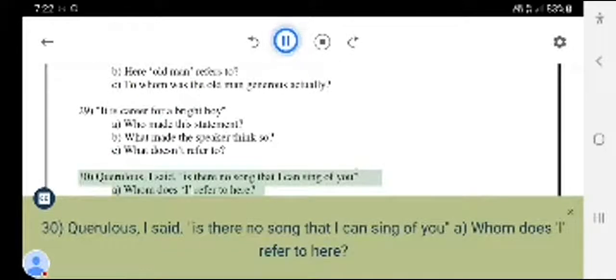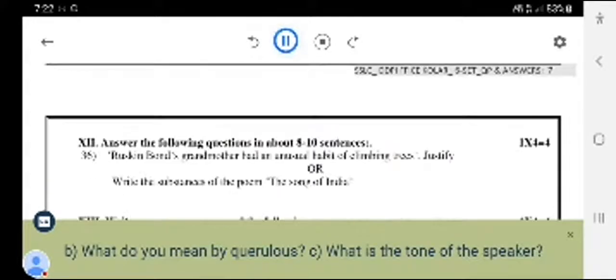30. Querulous, I said. Is there no song that I can sing of you? A. Whom does I refer to here? B. What do you mean by querulous? C. What is the tone of the speaker?